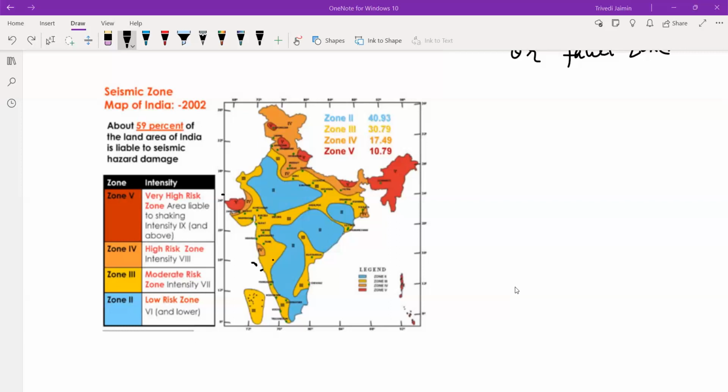Let me just check the last big one that came in India. The huge one came in 2001. It was very long back, sir. 2001, yeah, 20 years back. So let me check the recent ones in India.